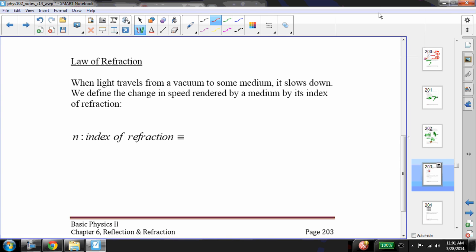Okay, the law of refraction is a little bit more complicated, but not terribly so. First of all, when light travels from a vacuum to some medium, it slows down. So if I have light traveling here, say with a speed equal to 3 times 10 to the 8th meters per second, which is the speed that it travels in a vacuum, and then it enters some medium.